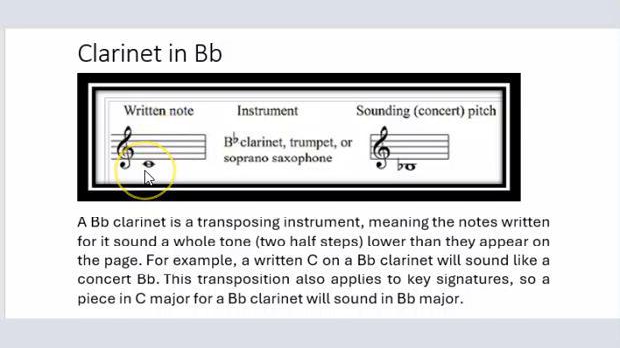So if you see the written note C, you must know that it's 2 half steps down the sound. A B-flat clarinet is a transposing instrument, meaning the notes written for it sound a whole tone lower than they appear on the page. For example, a written C on a B-flat clarinet will sound like a concert B-flat. And this transposition also applies to key signatures. So a piece in C major for a B-flat clarinet will sound in B-flat major. So my key signatures this side will be B-flat and E-flat.